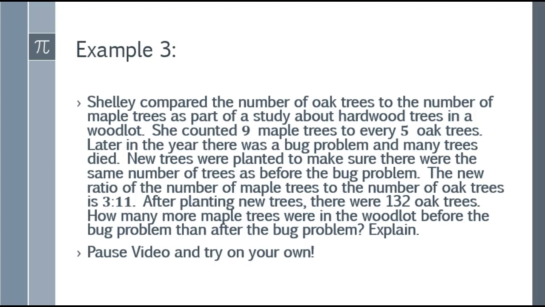New trees were planted to make sure there were the same number of trees as before the bug problem. The new ratio of number of maple trees to the number of oak trees is 3 to 11. After planting new trees, there were 132 oak trees. How many more maple trees were in the woodlot before the bug problem than after the bug problem? Explain. Pause video and try on your own.